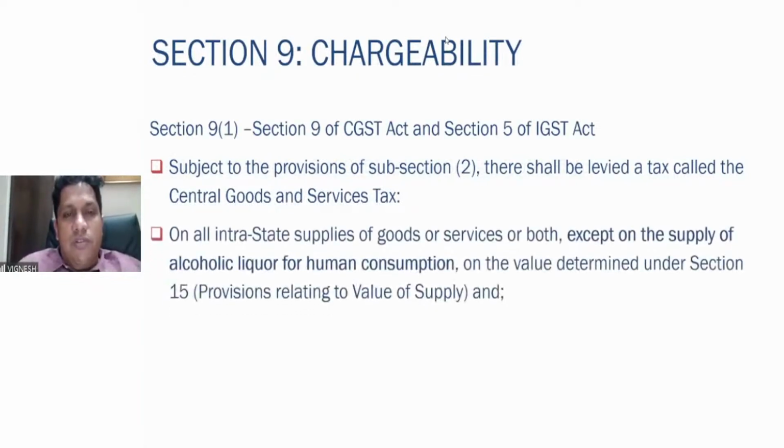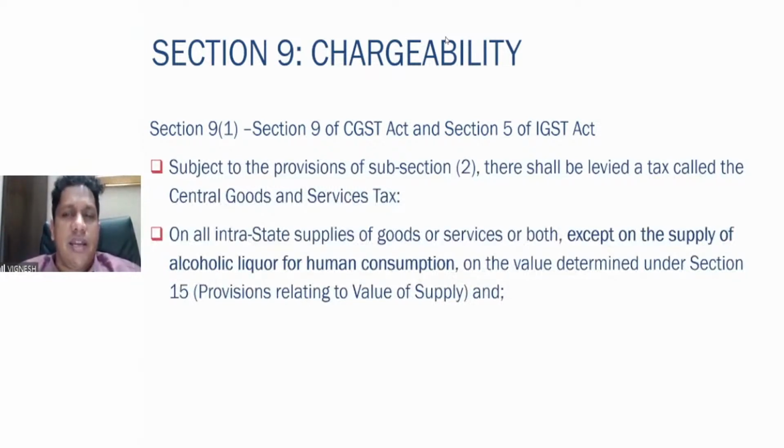So what does it say? Subject to the provisions of section 9 of the CGST Act, similar provisions are covered in section 5 of the IGST Act. You don't need to remember the sections of the IGST Act, except for place of supply of services and place of supply of goods, sections 10 to 13 of the IGST Act, which you may have to remember. Apart from that, mainly it is the CGST Act only that we are going to discuss. So subject to the provisions of subsection 2. What is subsection 2? We'll go to it now.